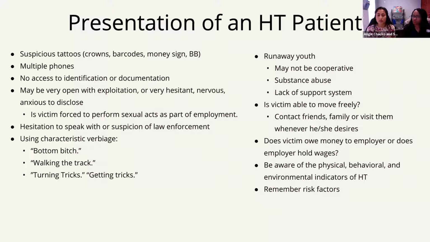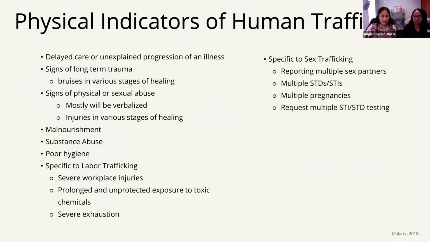Then we're going to go into the physical, behavioral, and environmental indicators of HT. There's a lot here, so feel free to look over it. Some of the main ones are that these victims don't have access to care. Usually they're forced to work, even if they're on their period. They have to shove up tampons, socks, whatever to make sure that's taken care of, and then they keep working. If they have any pain, as long as they're physically able to walk, they still have to work.